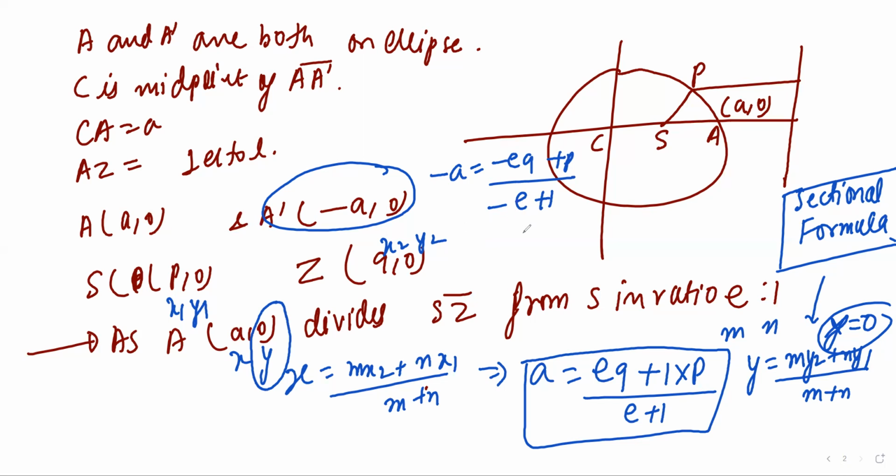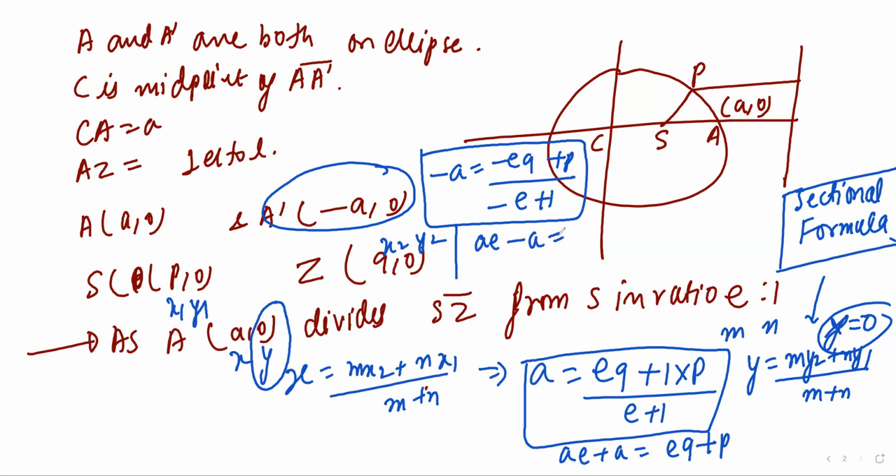So calculate here. Now cross multiply this equation and find p and q in terms of a and e. If I cross multiply this, it will be ae plus a is equal to eq plus p, and this will become ae minus a equal to minus ep plus q. Now add these two equations. This is the third equation, and this is the fourth one. So after adding, what will happen?